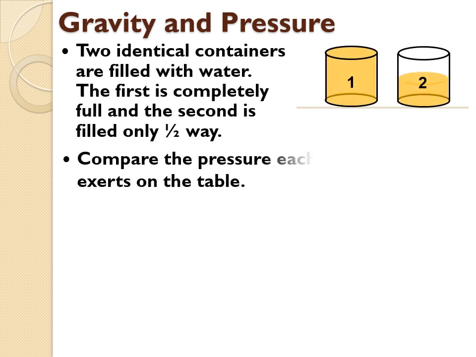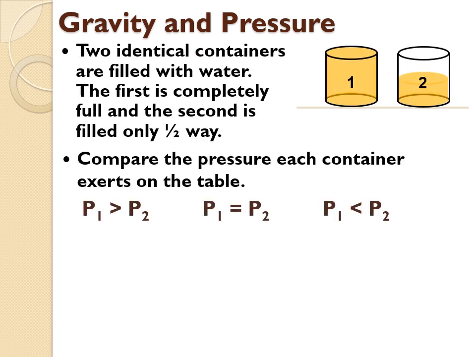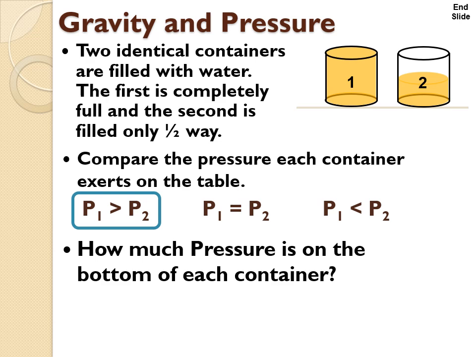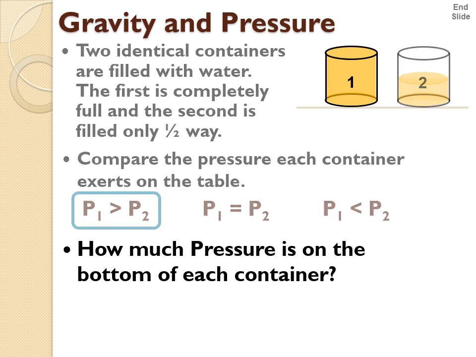In this example, it says two identical containers are filled with water. The first is completely full and the second one is only half full. Which has more pressure? We have more liquid in this one than this one. If we talk about pressure being the weight of the material pushing down on the bottom of the container, then this one having more material should have more weight, and therefore the pressure in 1 will be greater than the pressure in 2. So how much pressure is on the bottom of the container?